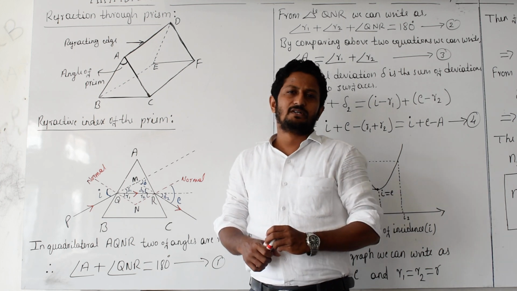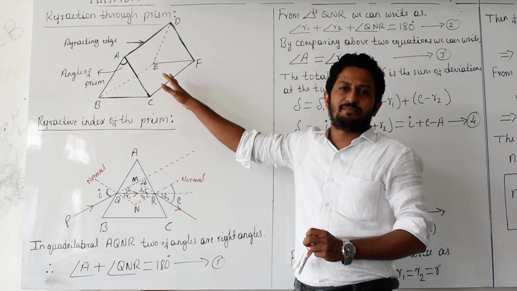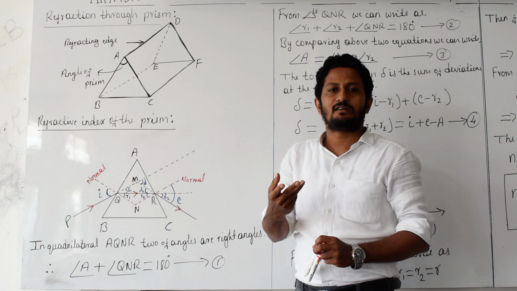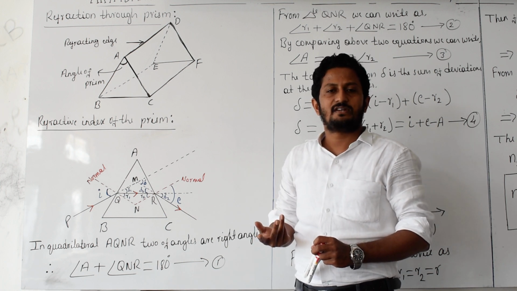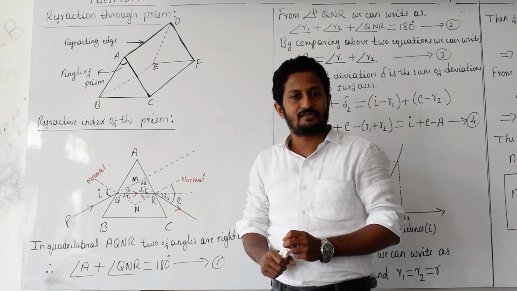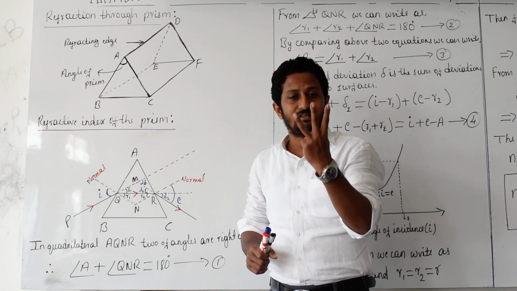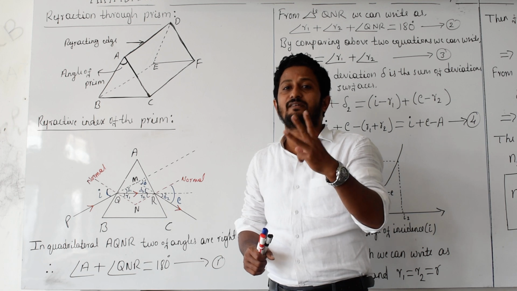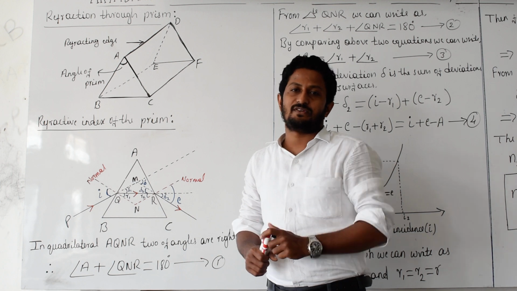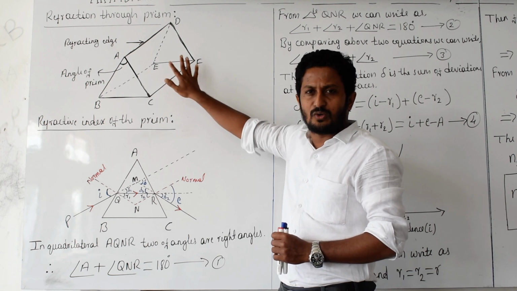How does it look? See here, I have drawn the diagram of a prism. An optical medium bounded by three rectangular refracting surfaces and two triangular refracting surfaces is called a prism. Look here on this diagram. This is called a prism.